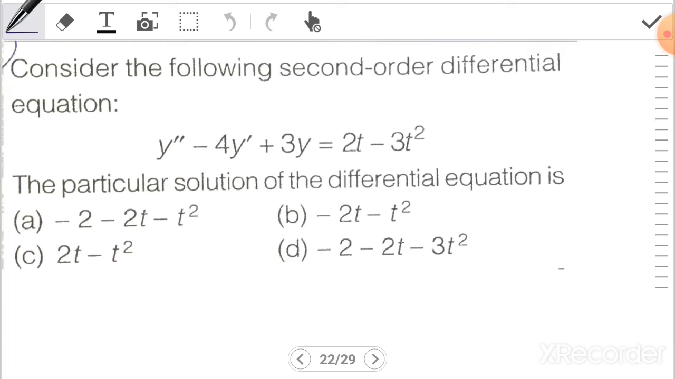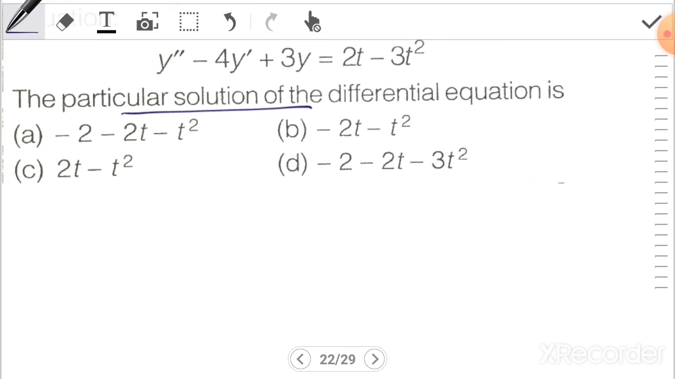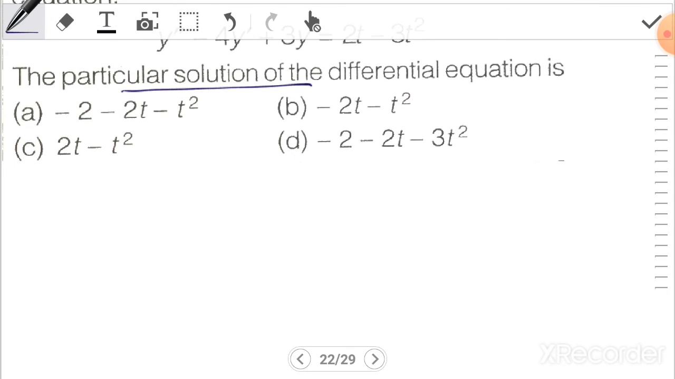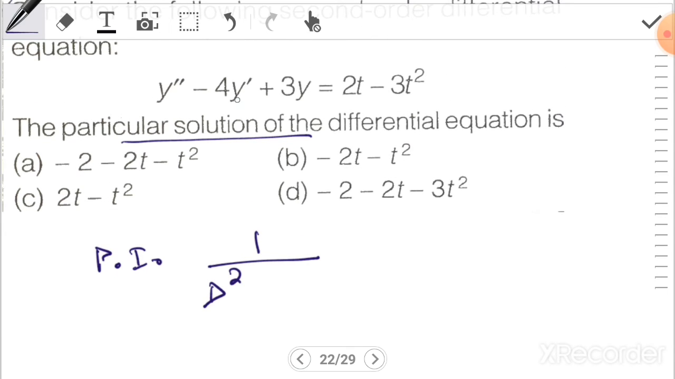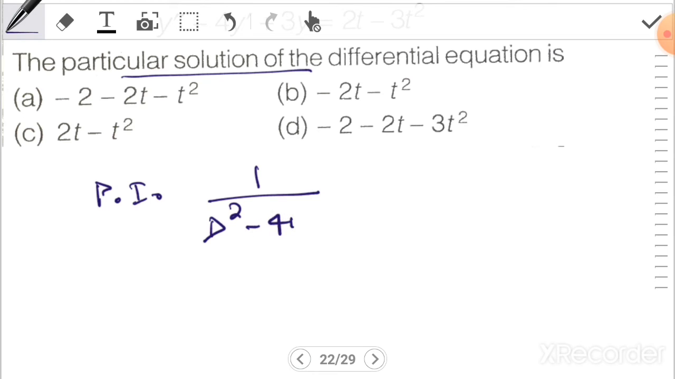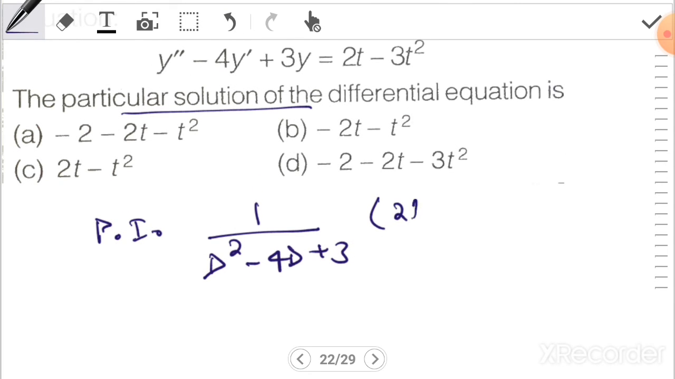Consider the following second order differential equation: y double dash minus 4y dash plus 3y is equal to 2t minus 3t square. We need to find the particular integral of this differential equation. Writing directly, the auxiliary operator is D square minus 4D plus 3, and this will operate on 2t minus 3t square.